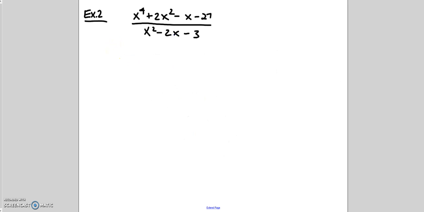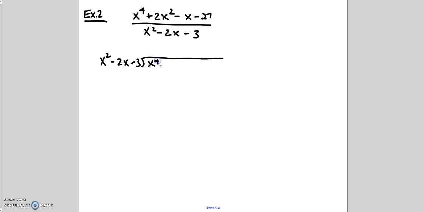All right, here's another problem, long division, and it's set up as a fraction here. So we're going to take the denominator, and the denominator is x squared minus 2x minus 3, and I'm going to write it over here as the divisor. And then underneath the division bar, I'll write the numerator, which is our dividend.